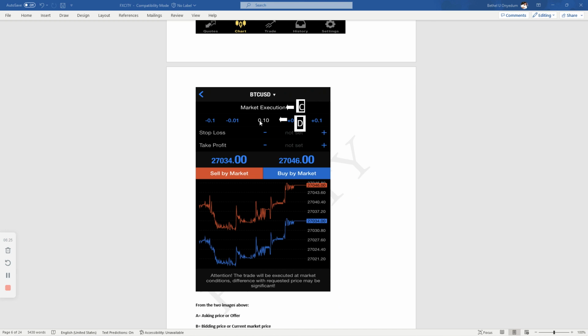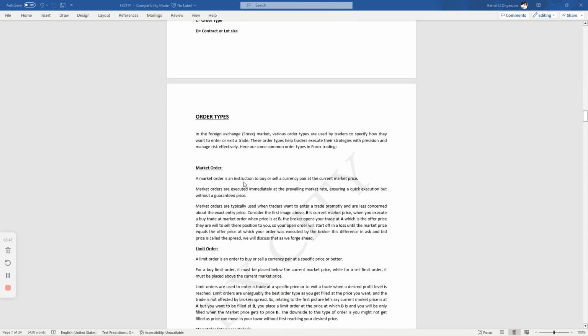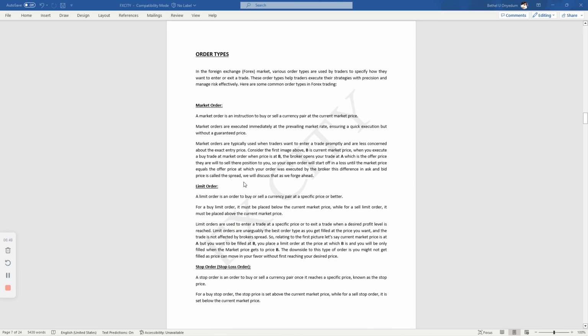And this is the lot sizing. So you can change this 0.10. This is a mini lot, okay, a mini lot, so this is 0.10. You can change this to maybe 1 or 0.05 or 0.5, 0.6, 0.7, depending on the lot size you want to use based on your risk parameters. That's what I explained here. So let's move on to order types.